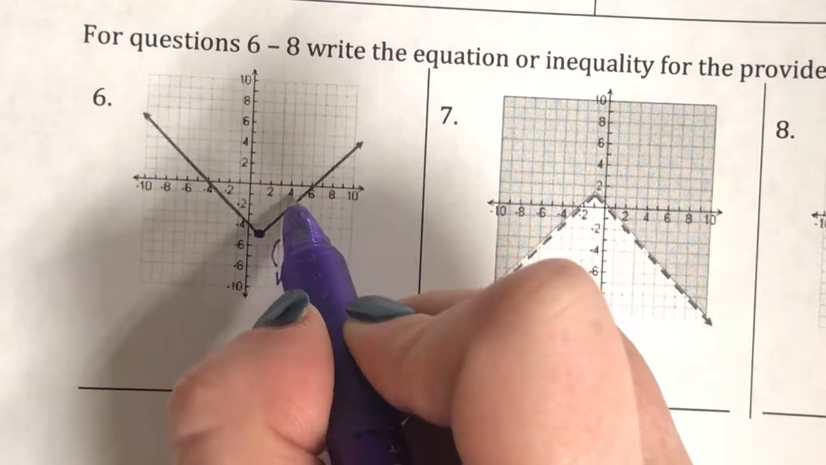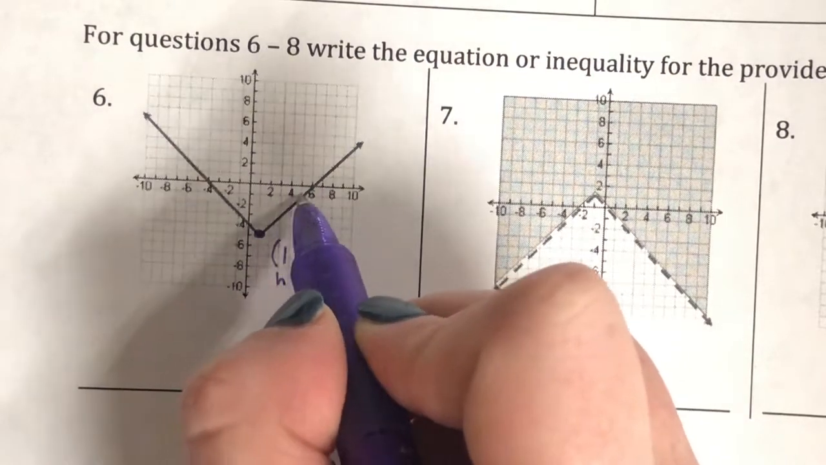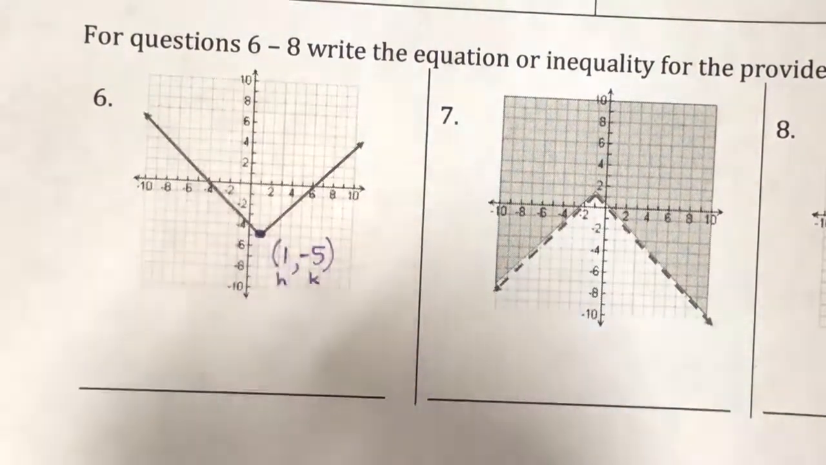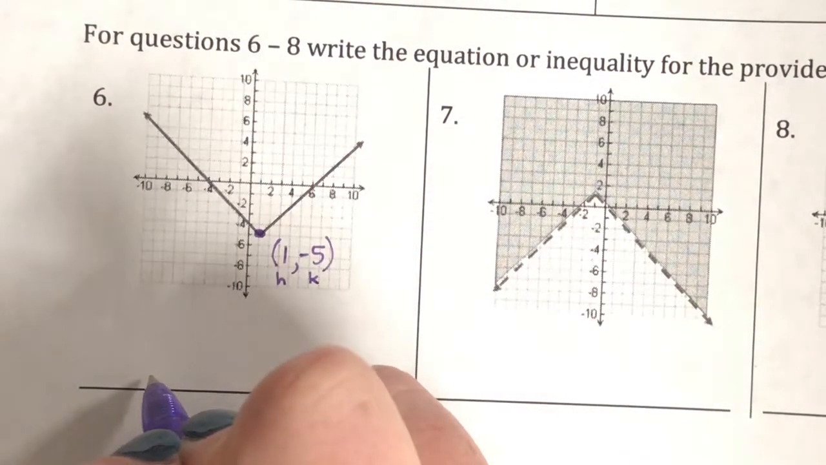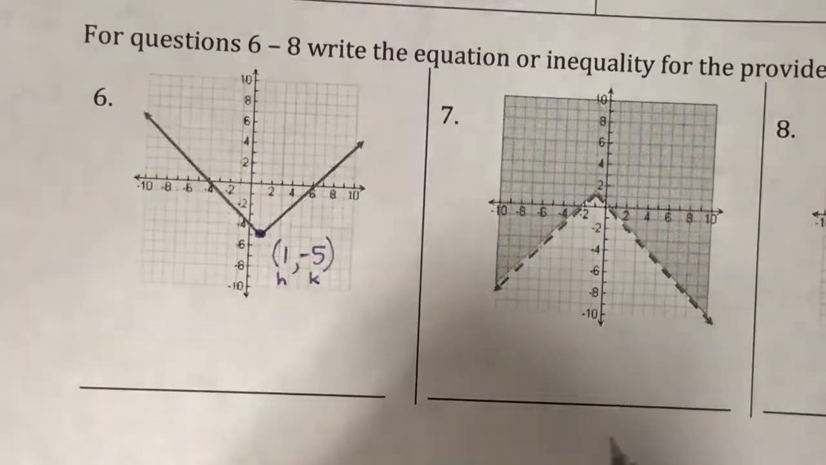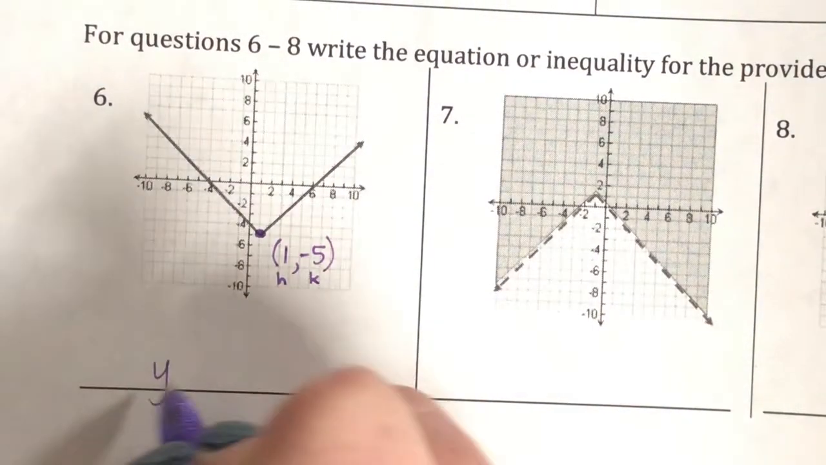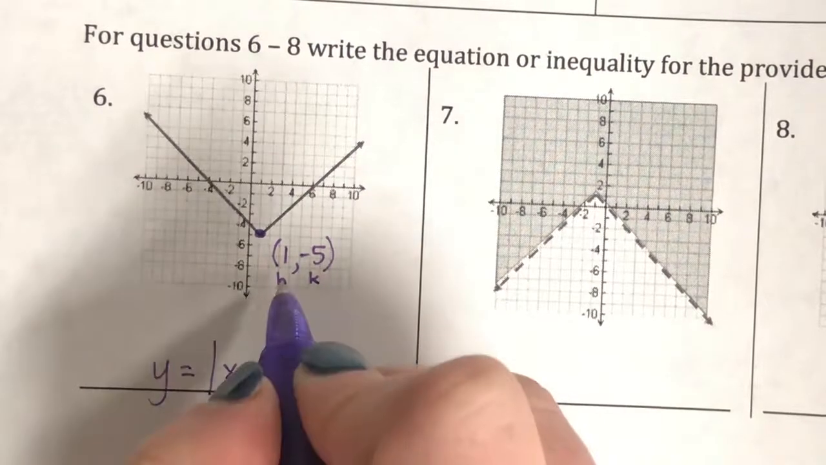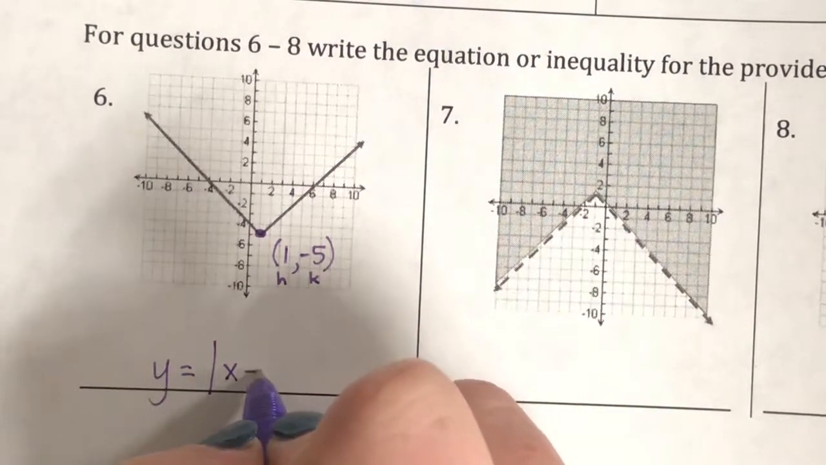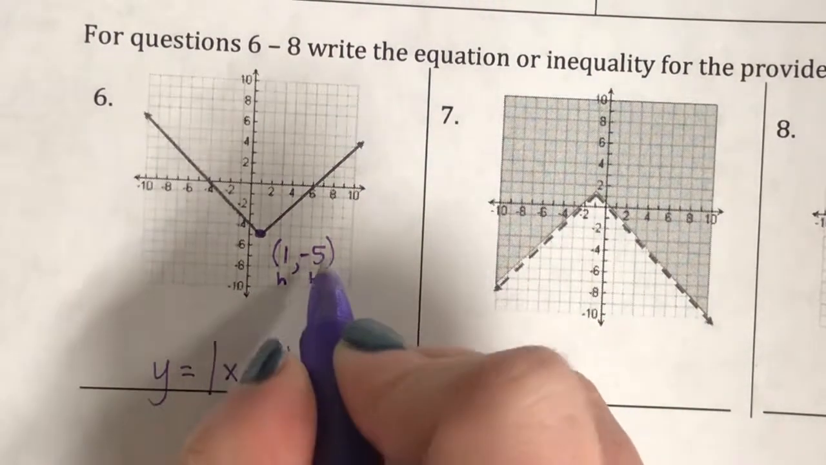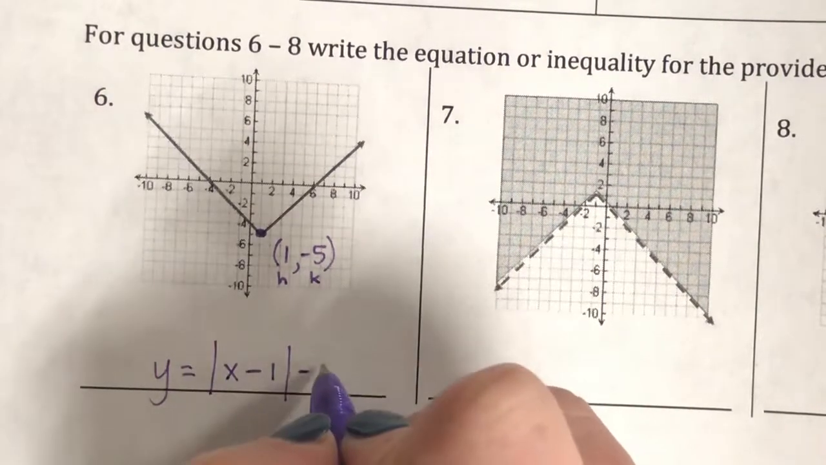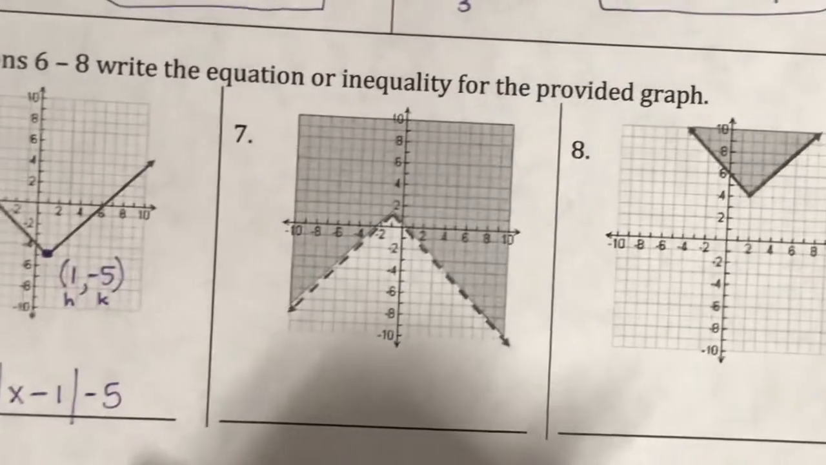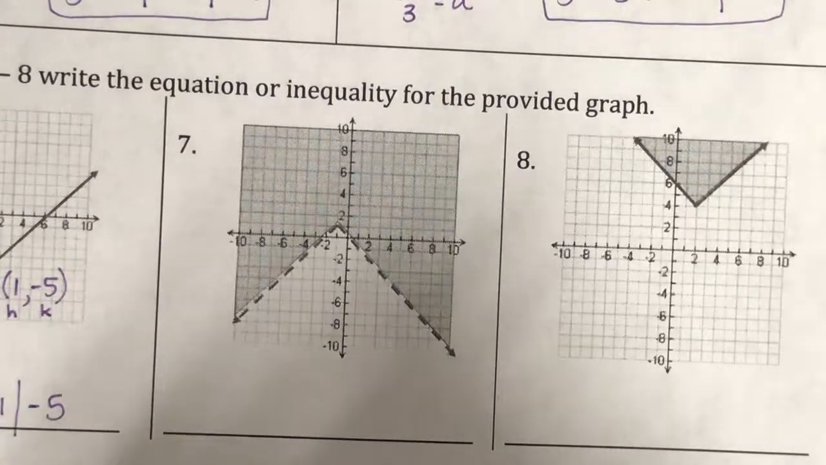The slope here is 1. So there's no a value. This is not an inequality because there's no shading. So I'm going to write the equation y equals the absolute value of x minus h would be minus 1 plus k would be minus 5. Number 7.